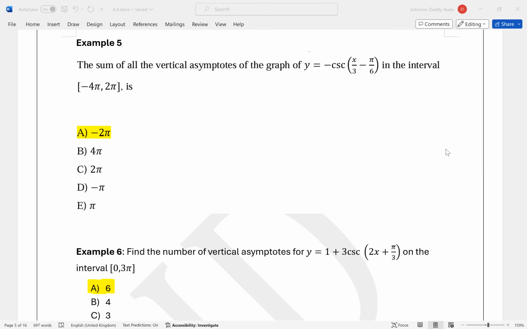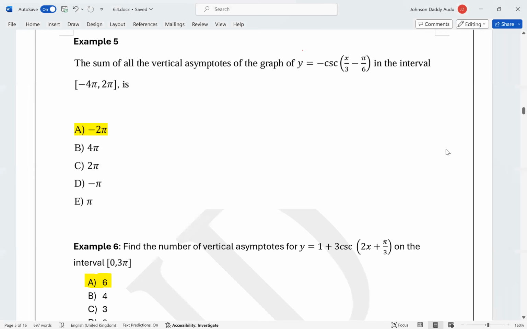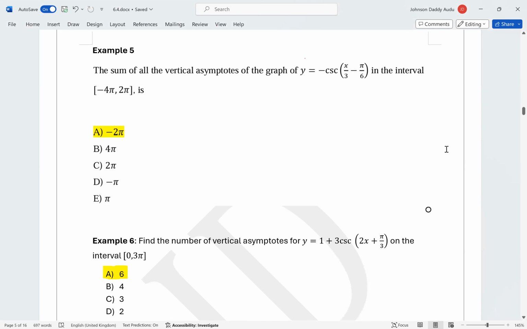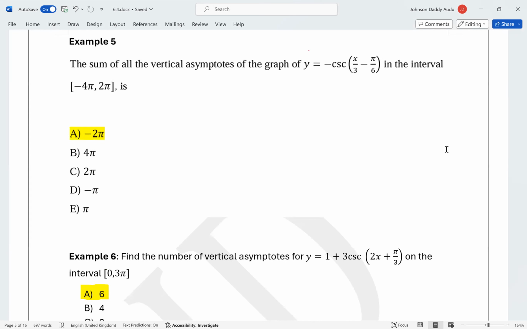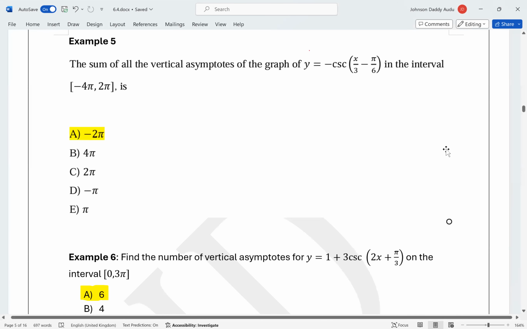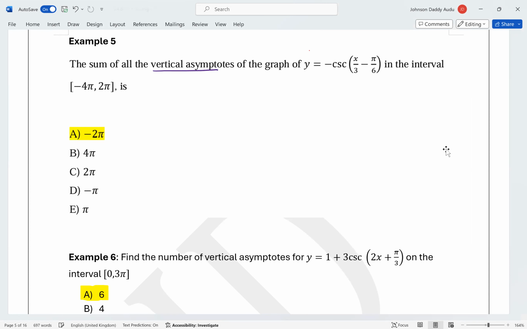Hello viewers, so here we'll look at example 5 and example 6 in this video where we will find the vertical asymptotes analytically without graphing. So if you look at this question, it says the sum of the vertical asymptotes. We're looking for the sum of the vertical asymptotes of which graph? Of this graph. But here we don't have to graph.